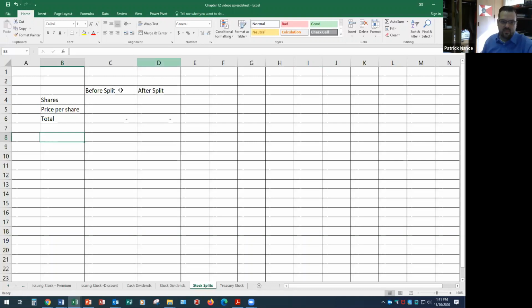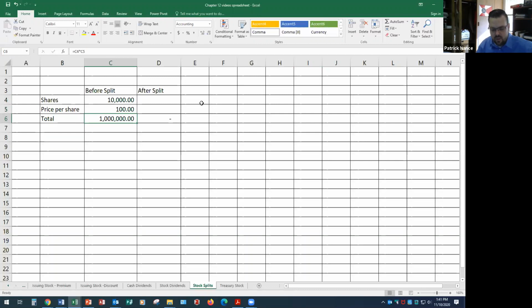So the example the book gives is if they had 10,000 shares of stock and the price per share of stock was $100, it's $100 each. That means I've got a total of $1 million worth of value in that stock.